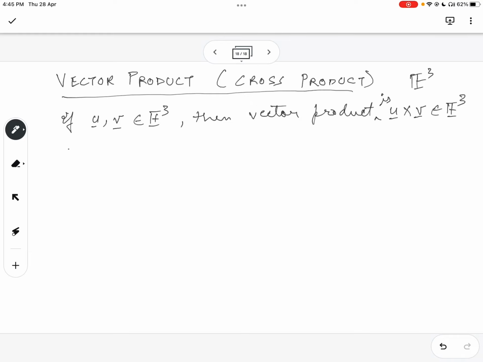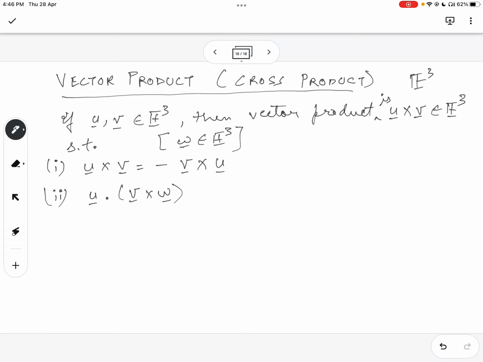U cross V is such that the following properties are followed. First, U cross V is the negative of V cross U when the vectors are interchanged. The second property is that U dot V cross W, where W also belongs to E3, is equal to V dot W cross U, which is equal to W dot U cross V.